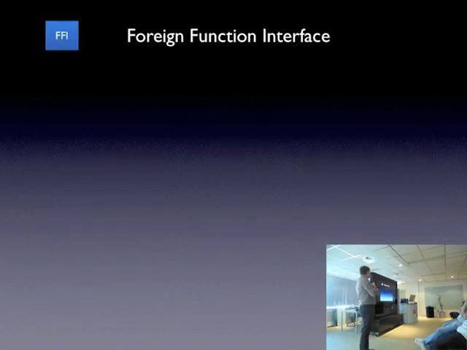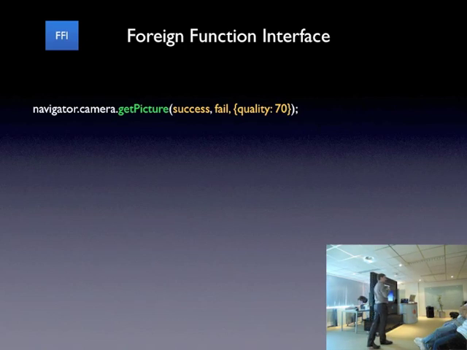So let's take a look at the communication between the web part of the app and the native part. And this is very easily explained by a simple example. Let's say we want to shoot a picture.